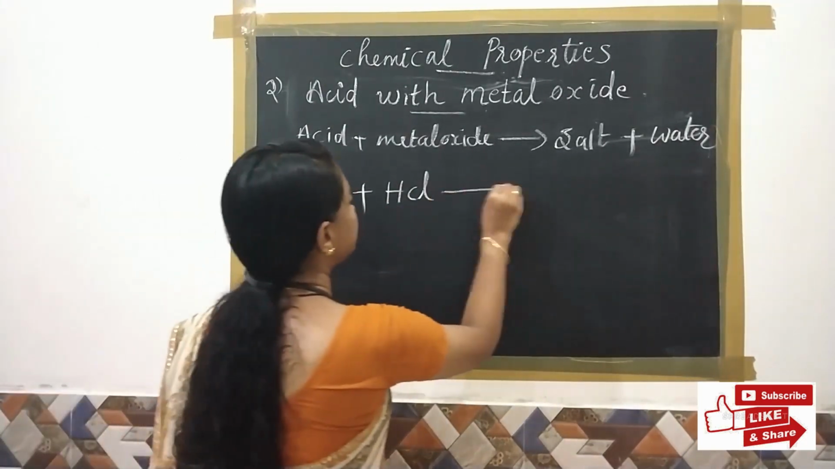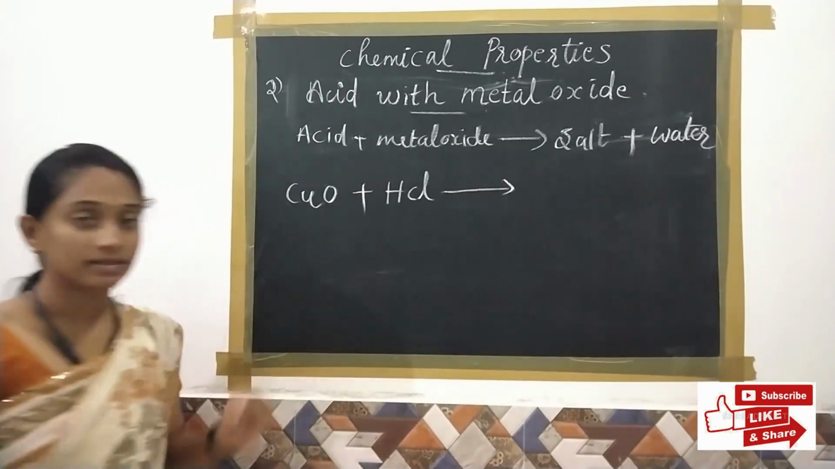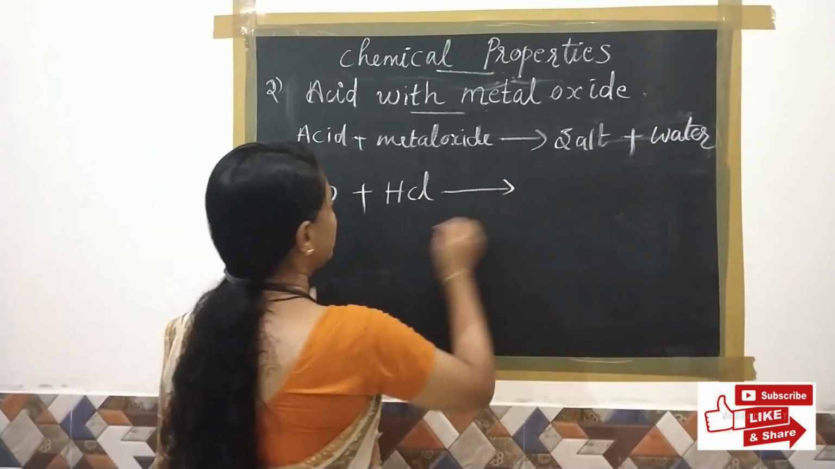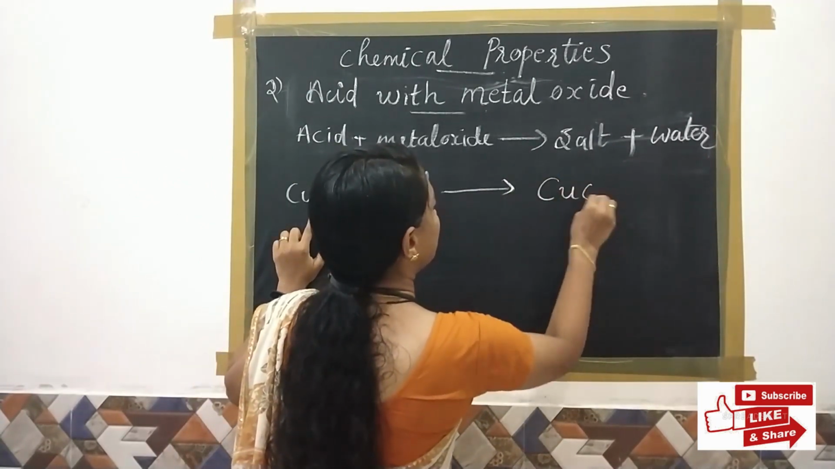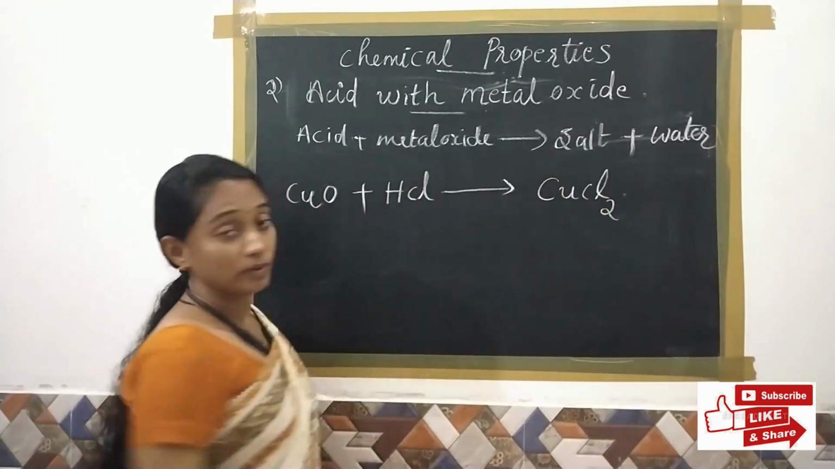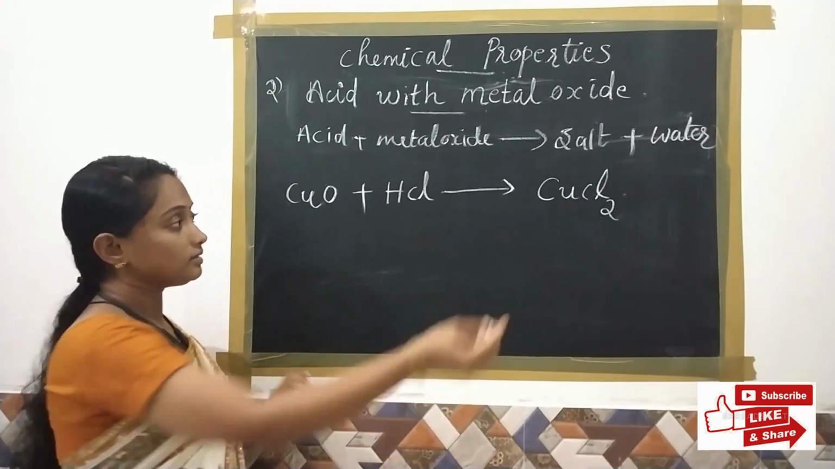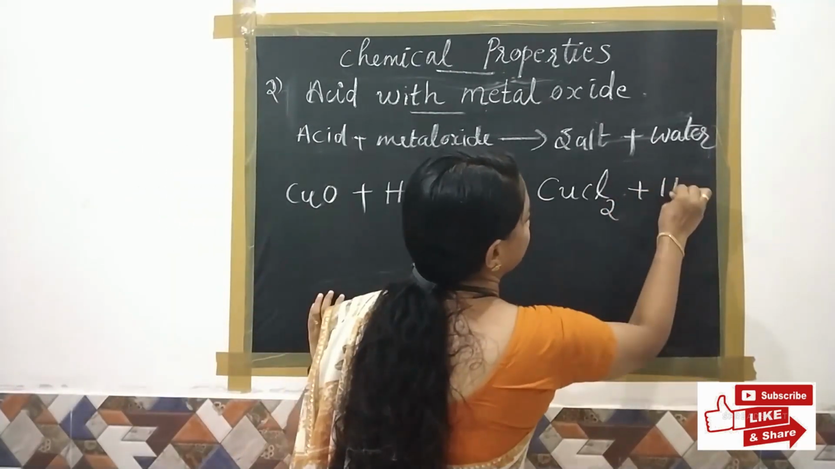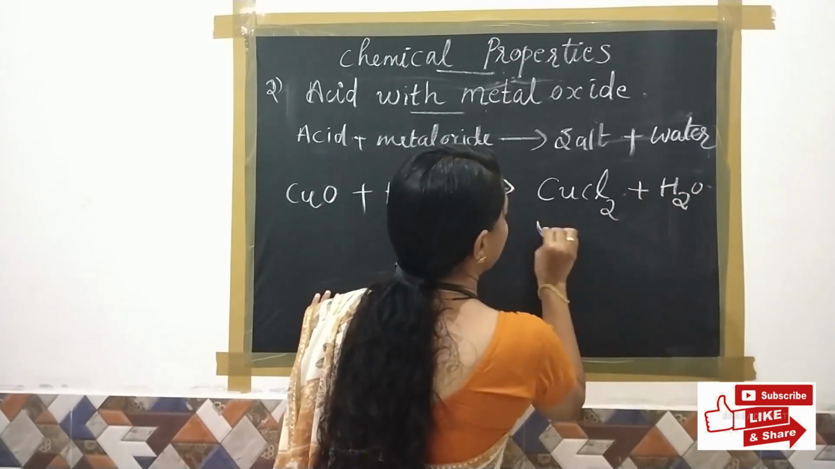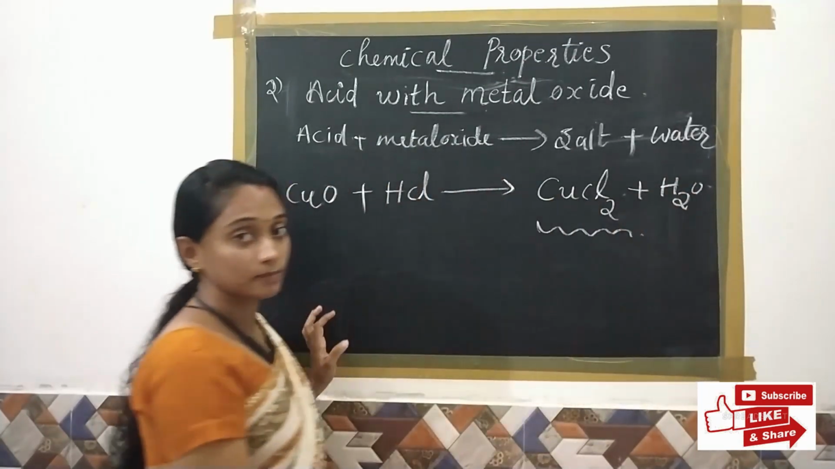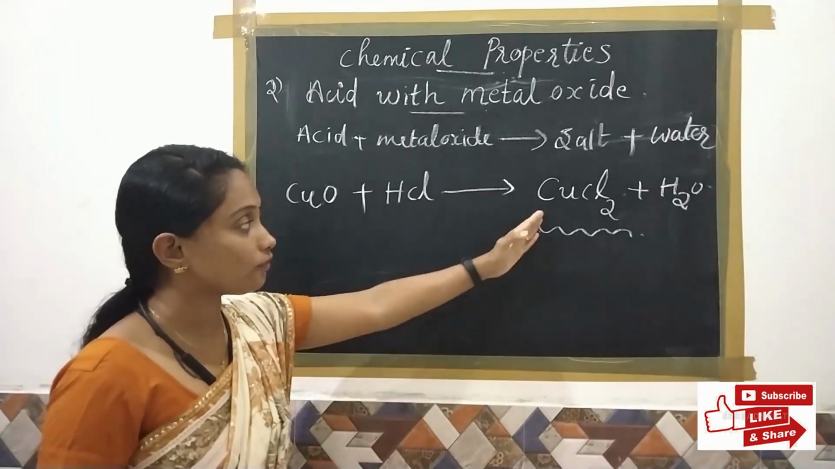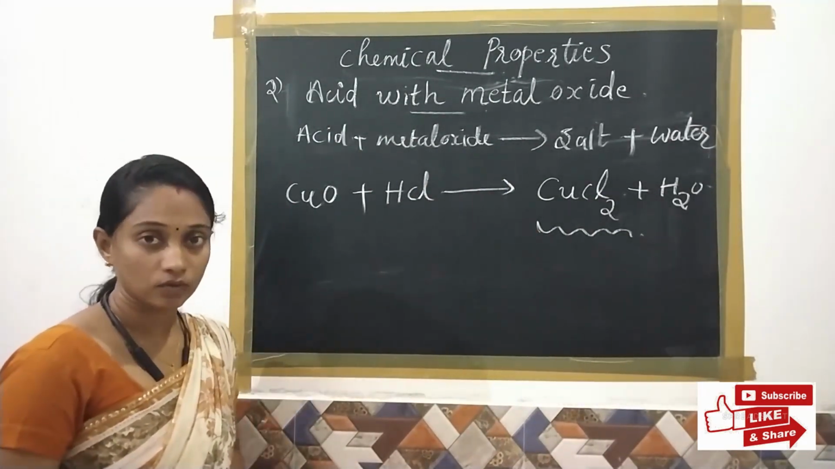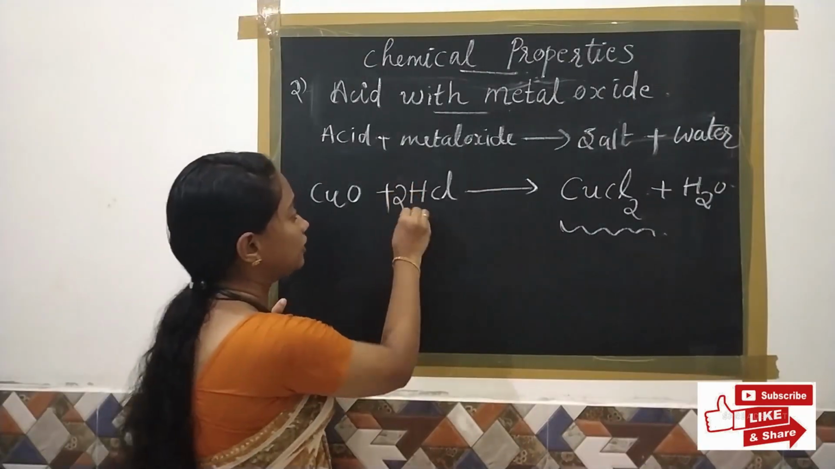The reason is that after the reaction, we get a salt, that is copper chloride, and water. This copper chloride is a blue-green colored substance, so the formation of copper chloride gives the blue-green colored solution. So this is the balanced equation.